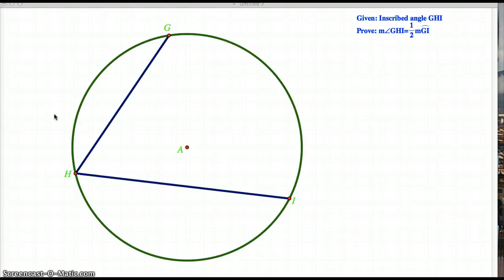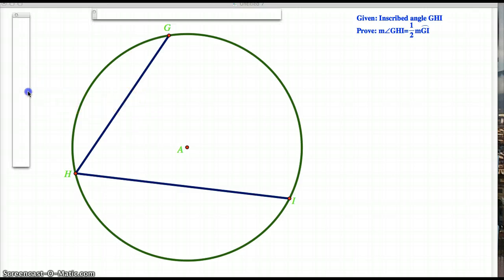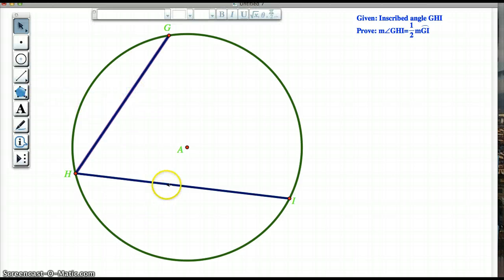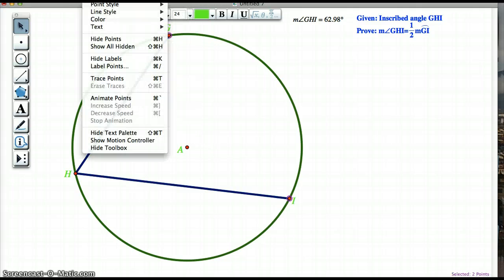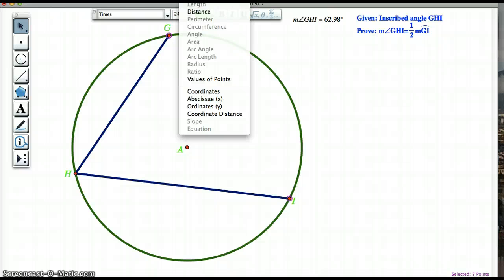Let's look now at our theorem about inscribed angles. You may have recognized, as you were looking at the different conjectures about the angles in a circle, that if I measure an inscribed angle, I'm going to get half of the arc that the inscribed angle intercepts.